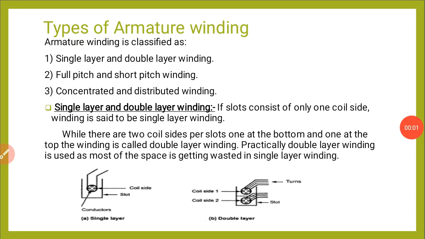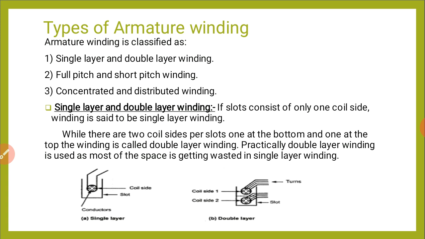Good afternoon, everyone. In this topic, we will discuss types of armature windings. So, armature winding is classified as single layer and double layer winding, full pitch and short pitch winding, concentrated and distributed winding. So, we will start with the single layer and double layer winding.